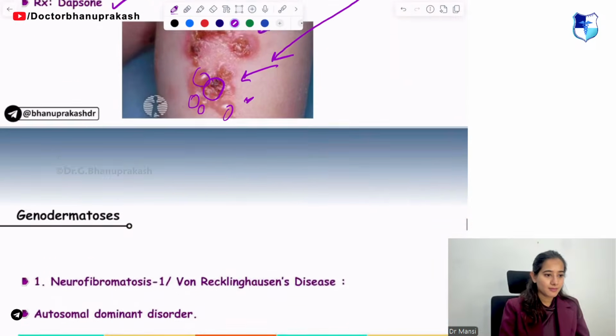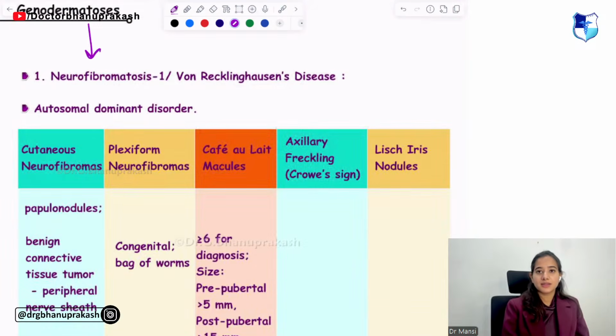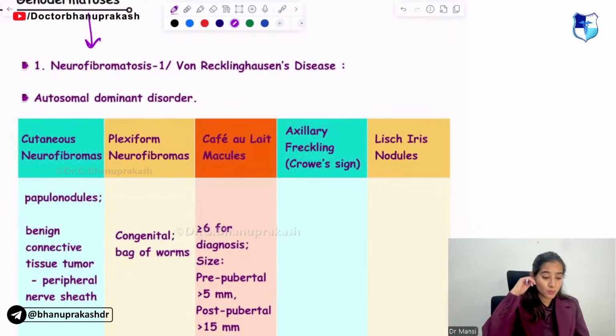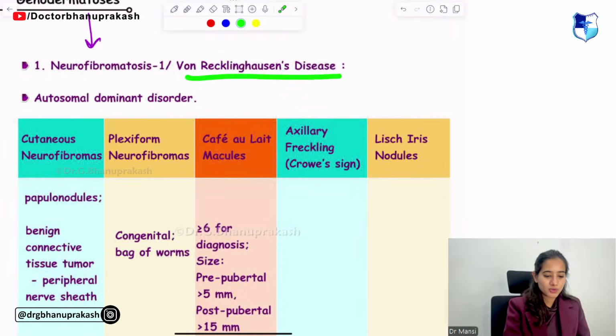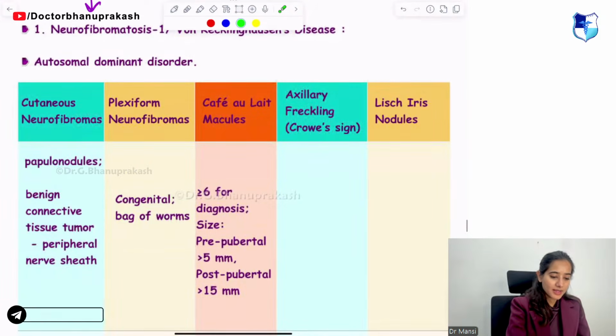Then the genodermatoses. Let's move towards the end of the lecture. Neurofibromatosis is the one which we have to read. Neurofibromatosis type 1, which is also called von Recklinghausen syndrome. So this is an autosomal dominant disorder.